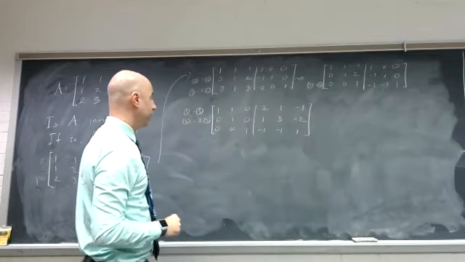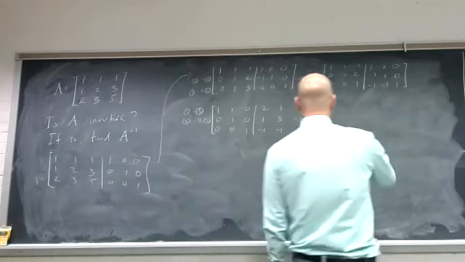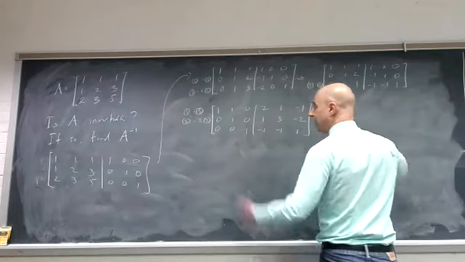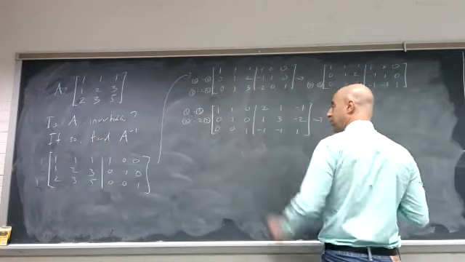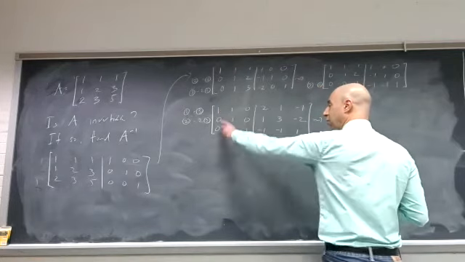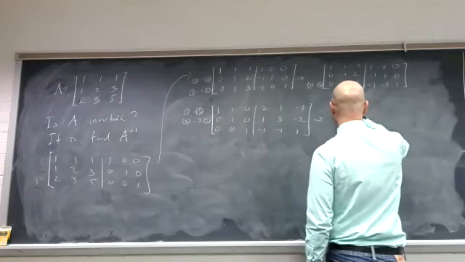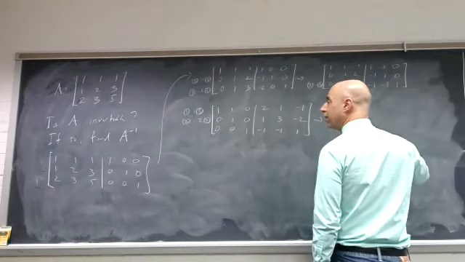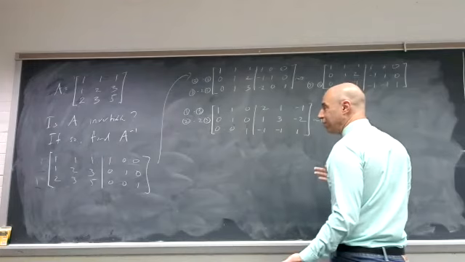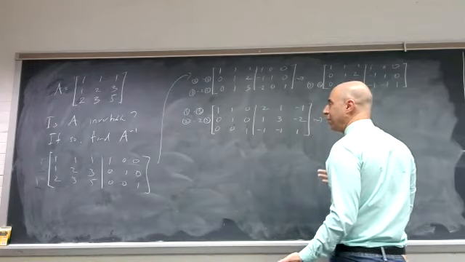So we can already tell this thing is going to be invertible. We can already see this thing in echelon form. We have a pivot position in every row and in every column. That's why a non-square matrix can't be invertible. It can't possibly have a pivot position in every row and every column.